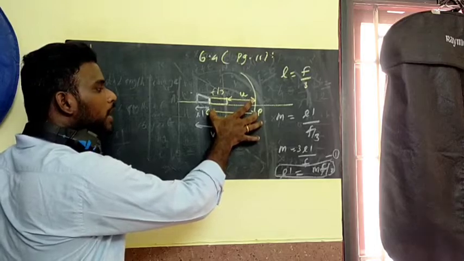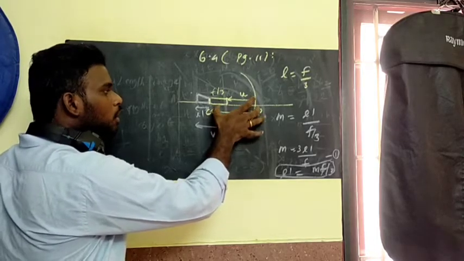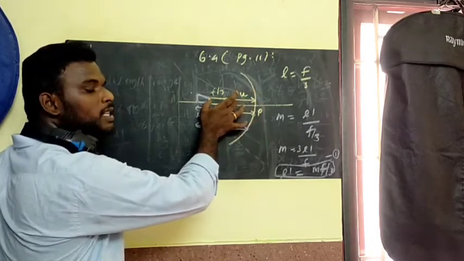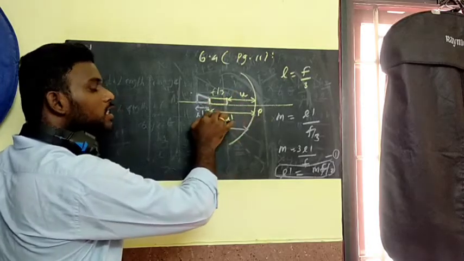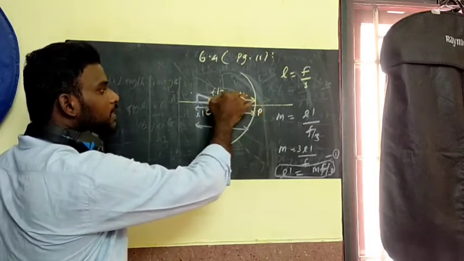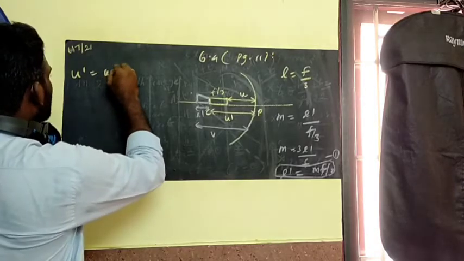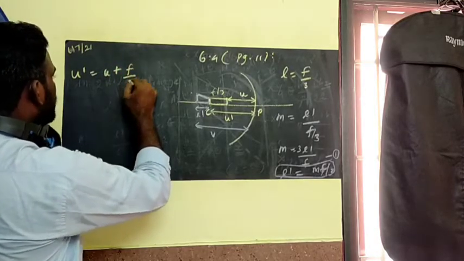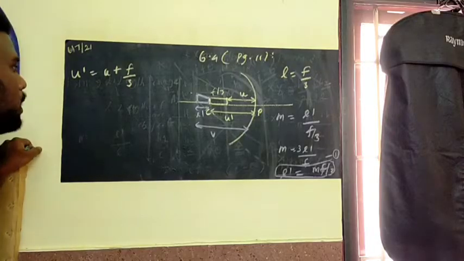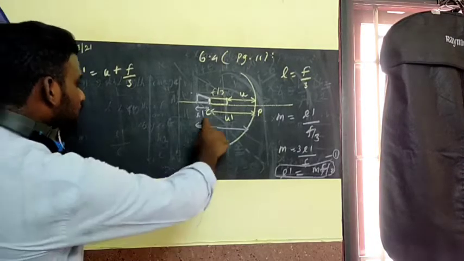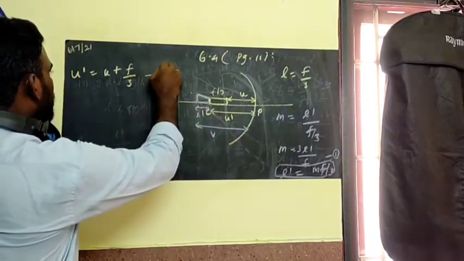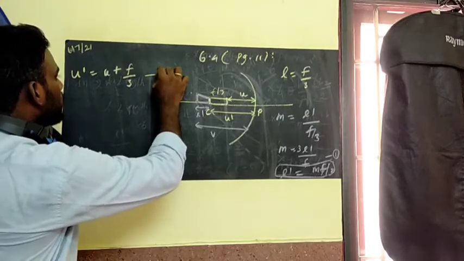So u dash will be equal to u plus f by 3. Am I right? So I will write u dash equal to u plus f by 3. This is equation number 2.